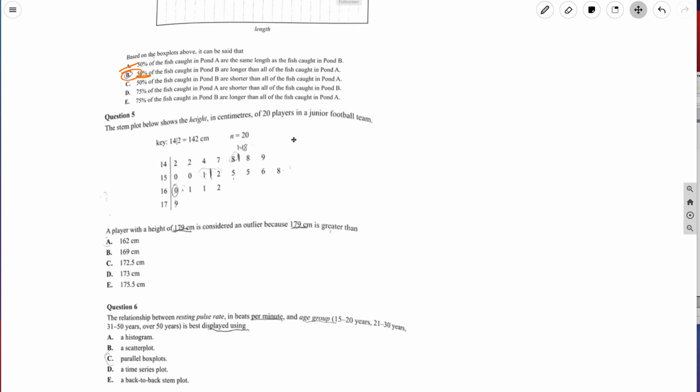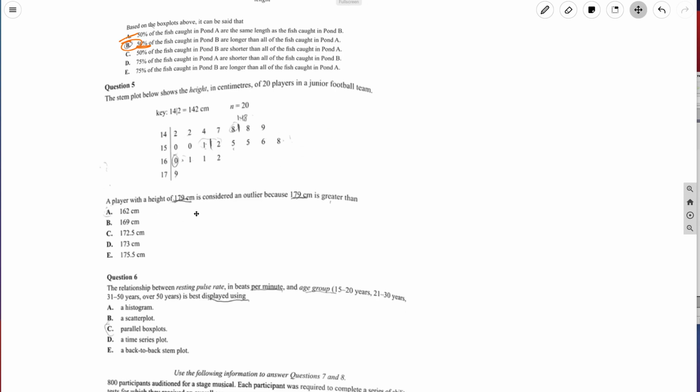The stem plot below shows the height in centimeters of 20 players in a junior football team. A player with a height of 179 centimeters is considered an outlier because 179 centimeters is greater than. So we basically need the upper fence, which we know is Q3 plus 1.5 times the IQR. So a bit of work on this one. We have to find the median and then the Q1 and the Q3.